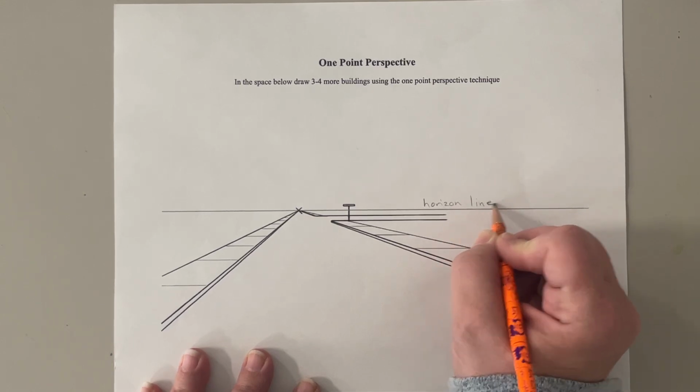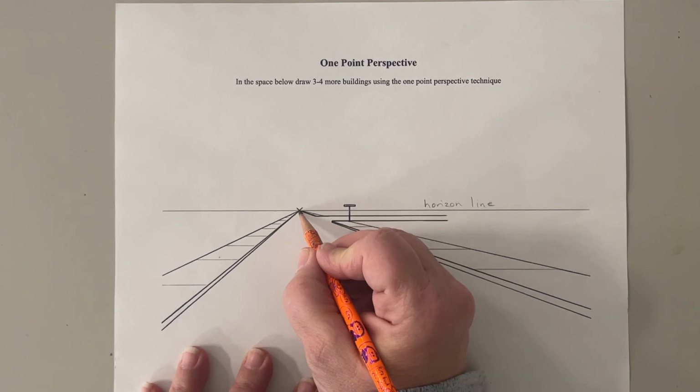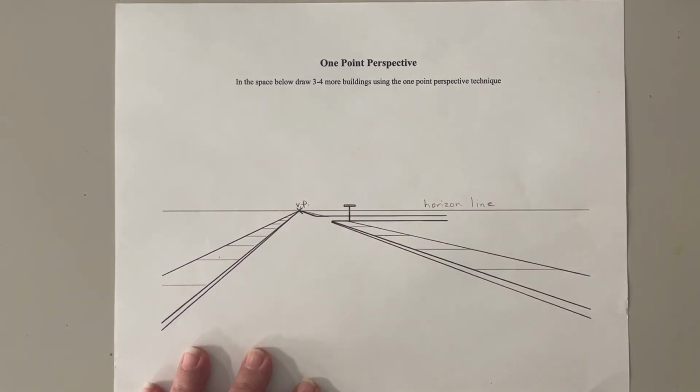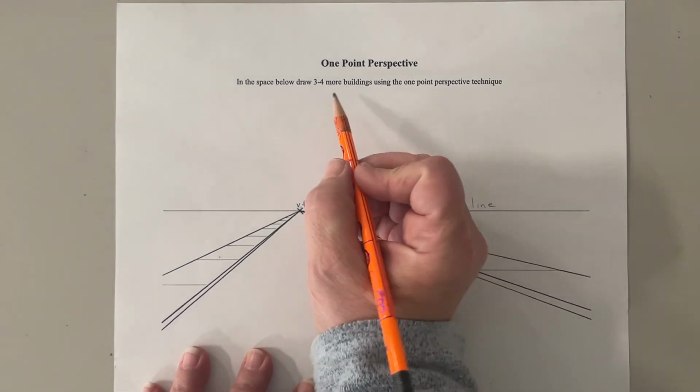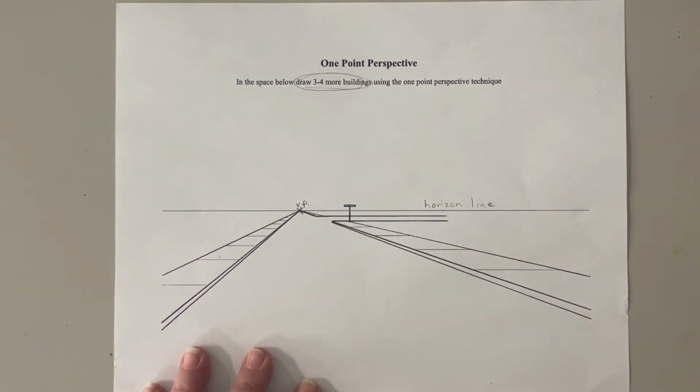In this design, you'll see the horizon line is located right here in the middle. The other indicator that you're doing a one-point perspective concept is that you need to make sure you have one vanishing point. That vanishing point's located right here where the X is. The goal for this project, as a review, is we're drawing 3 to 4 buildings that are going to be used in one-point perspective.